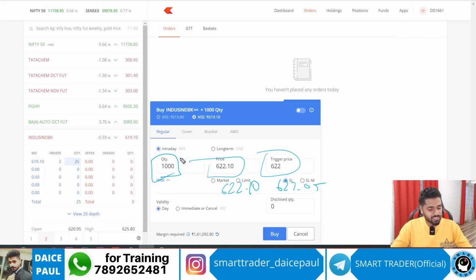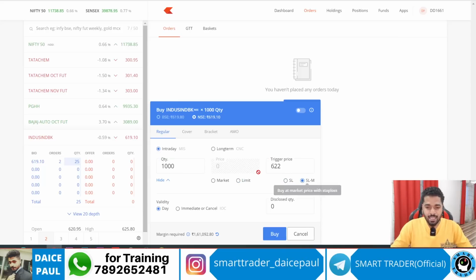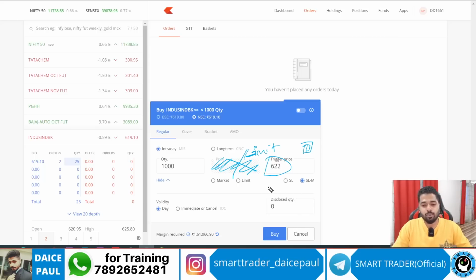Now how to avoid this problem of skipping? Then you can use the order called SLM. Now you can see this has been grayed out. That means the limit, whatever limit you were going to set over here, is not available. Only the switch is available. As soon as the market price touches this 622, your order will go to the market at the market price. It will not say buy at 622 only.